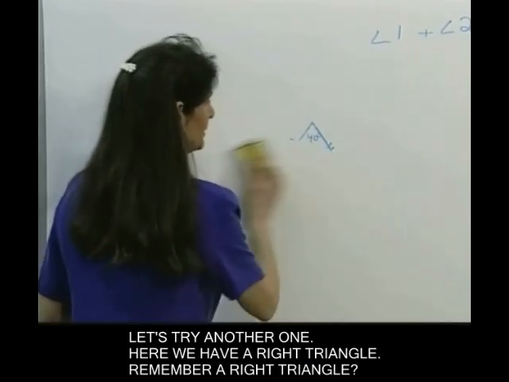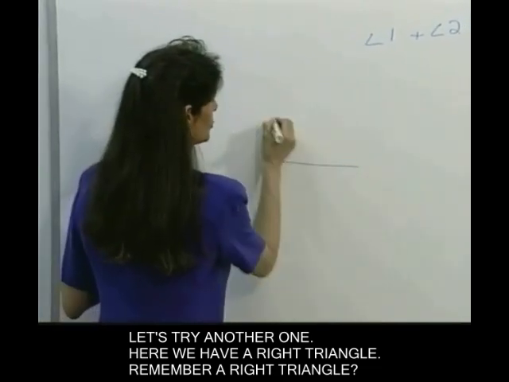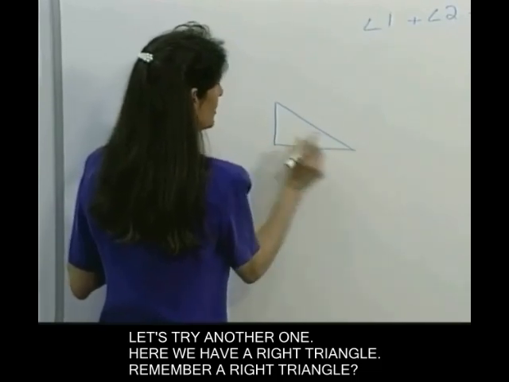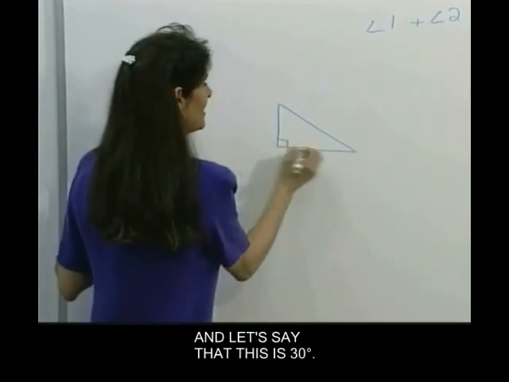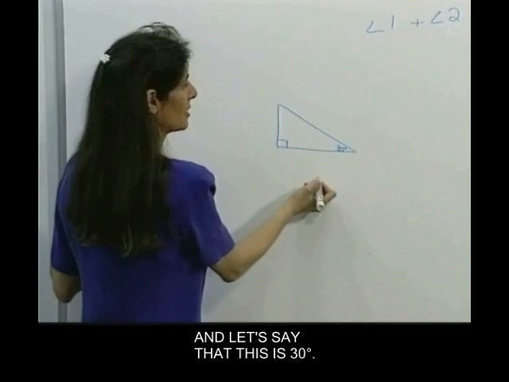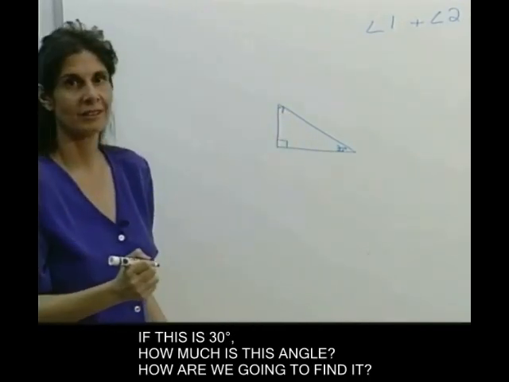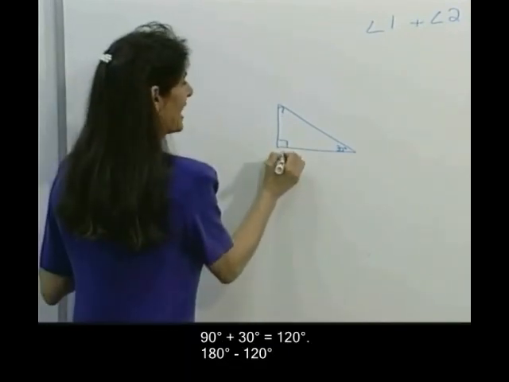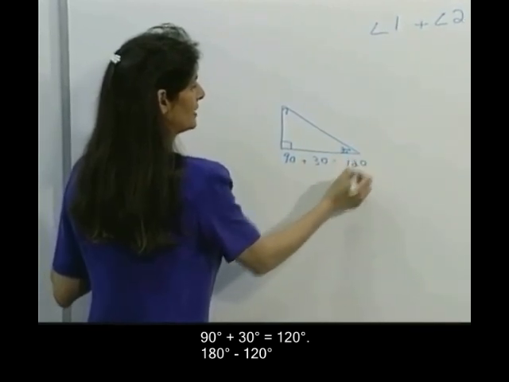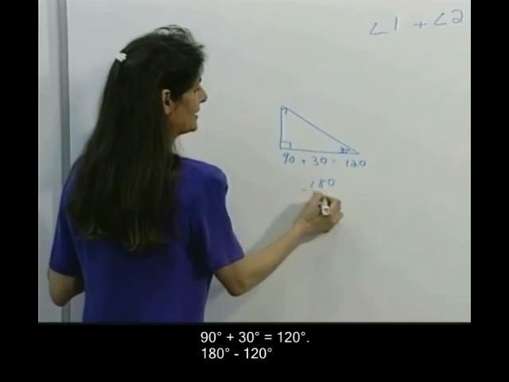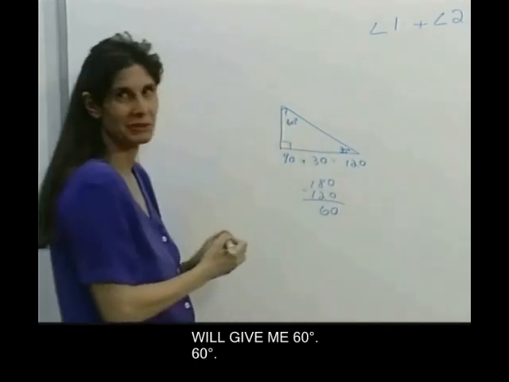Let's try another one. Here we have a right triangle. Remember a right triangle? Right triangles have a right angle in them. And let's say that this is 30 degrees. If this is 30 degrees, how much is this angle? How are we going to find it? 90 plus 30 equals 120. 180 minus 120 will give me 60 degrees.